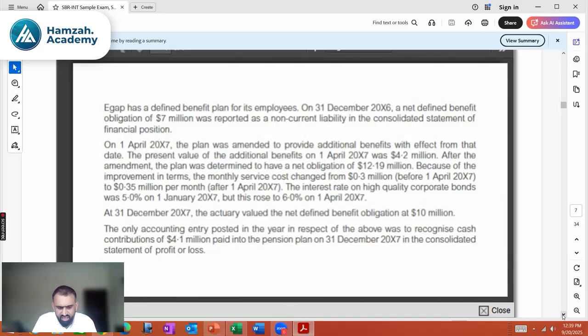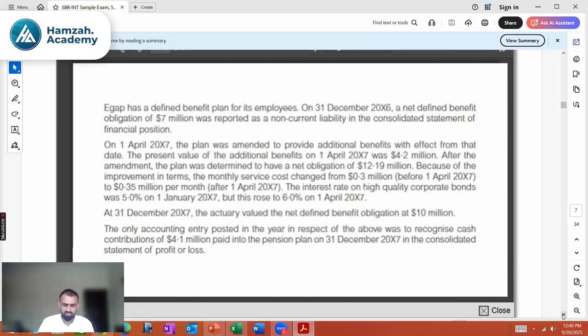The interest rate on a high quality bond at the start of the year, on 1st January X7, was 5%, but after the amendment, it became 6%. Then the closing value of the obligation is 10 million. The only accounting entry which they have posted is to recognize the cash contribution of 4.1 million to the pension plan in December X7 in the consolidated profit and loss account.